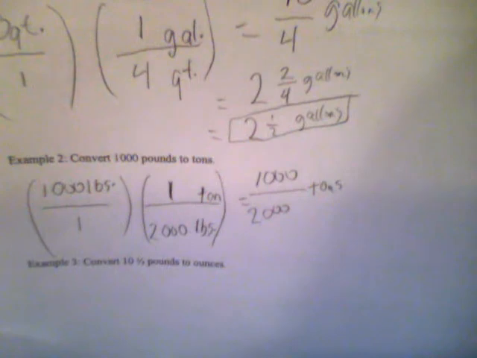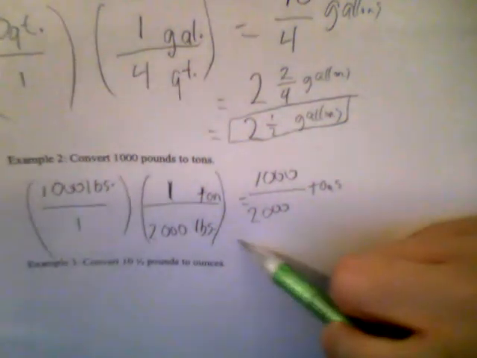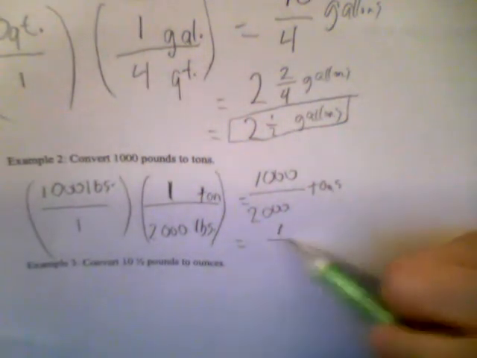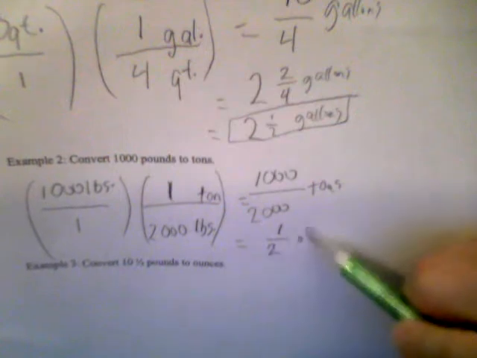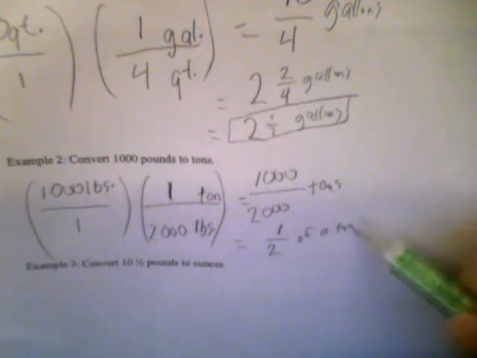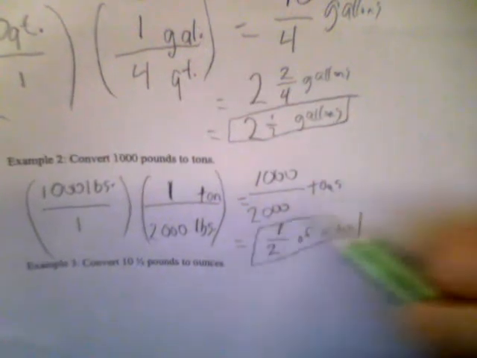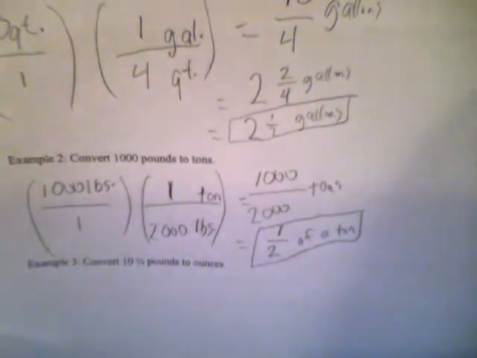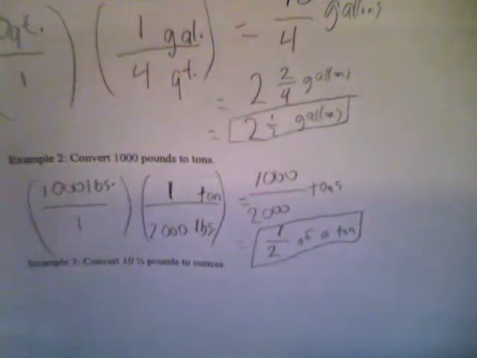However, this reduces. 1,000 over 2,000 is just 1/2. So my final answer is I just have 1/2 of a ton, or half a ton. So that is my final answer. Let's try a tricky one.